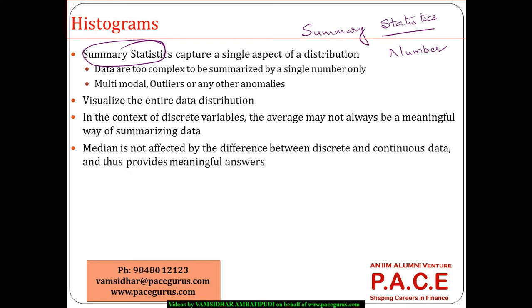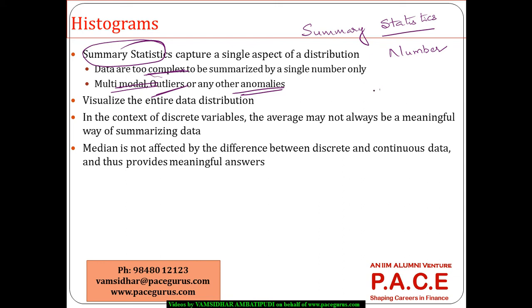But many a times the data can be very, very complex, so that one single number may not be a good representation of the entire data, right? Our data might have more and more outliers in it. There could be many anomalies present in the data. Sometimes my data could be multimodal. It's just not one single mode; it can have multiple modes altogether. So the real pattern of the entire data is not fully understood just by looking at the summary statistics.